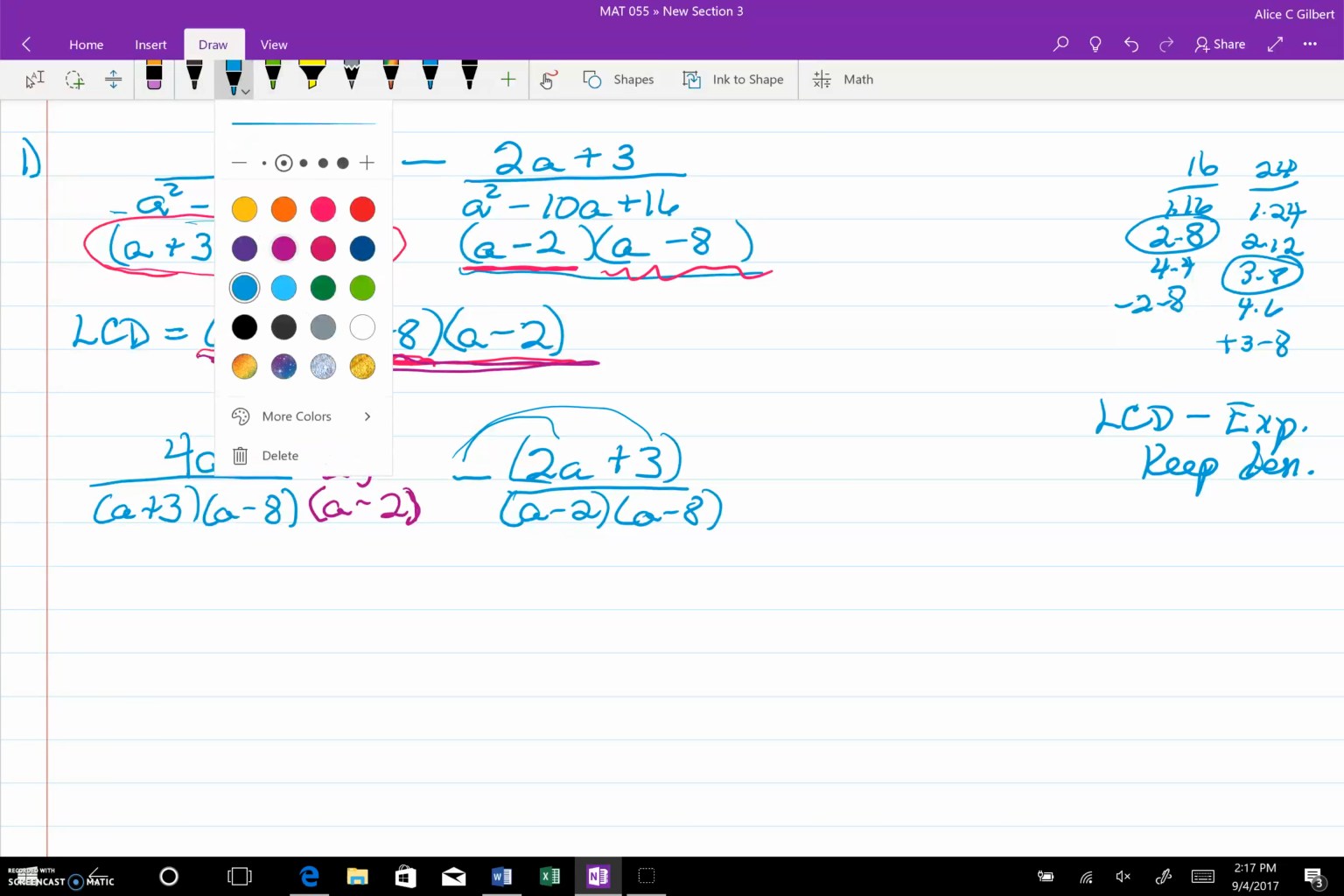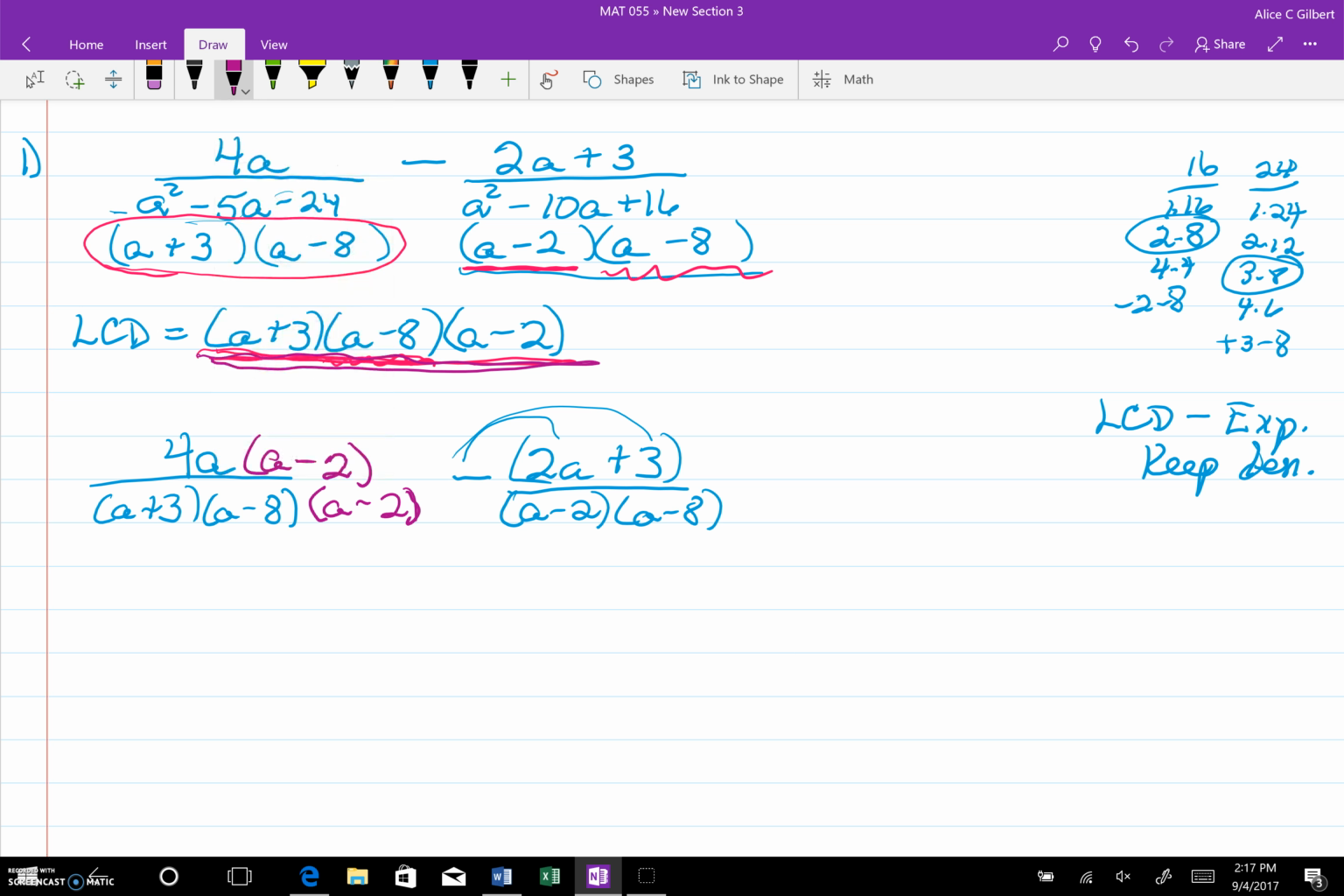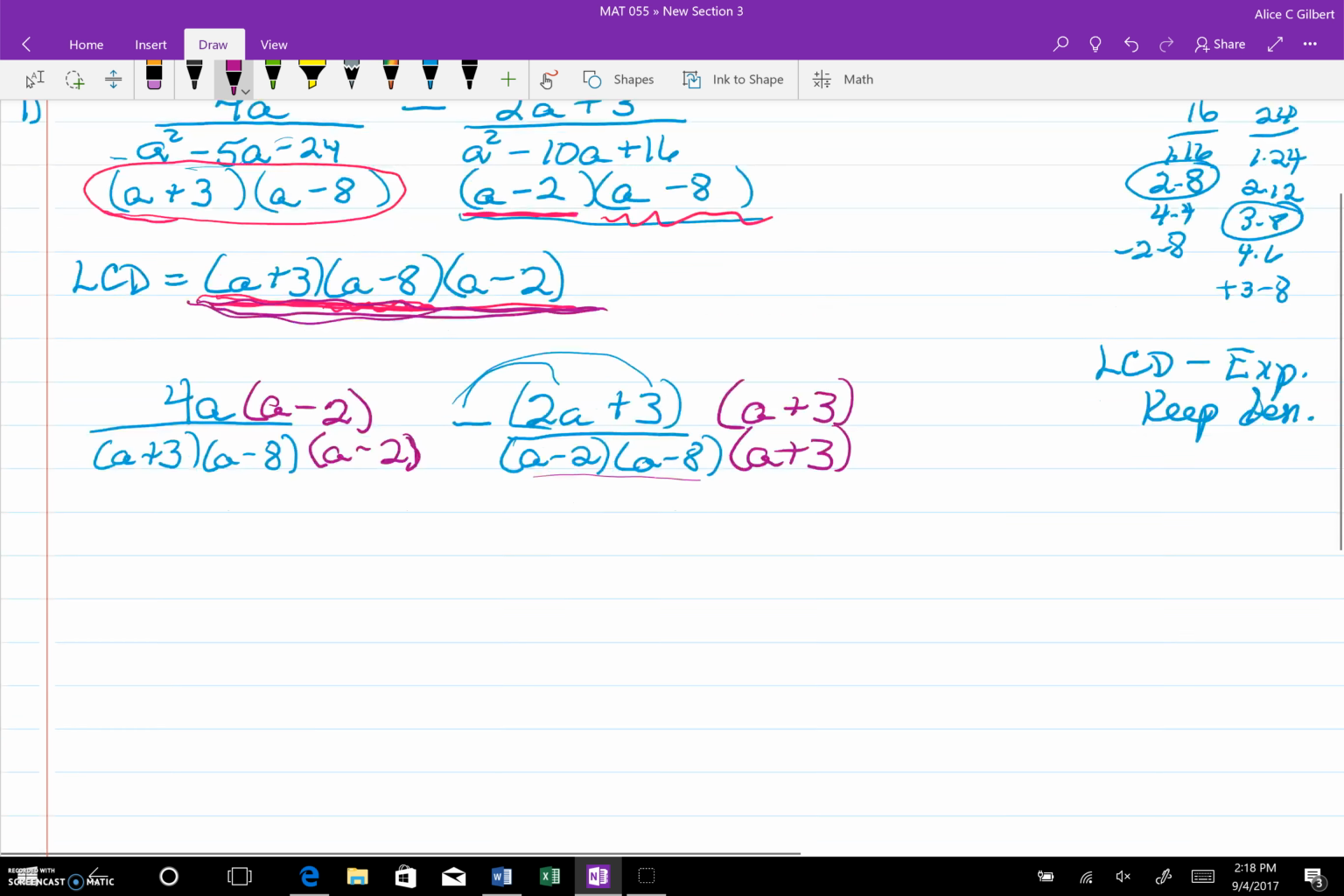Okay, and now I'm going to look and see, what do I need to multiply with the a minus 2 and a minus 8 to get all of this in my LCD? Well, that is a plus 3. But if I do that in my denominator, I need to do it in my numerator.